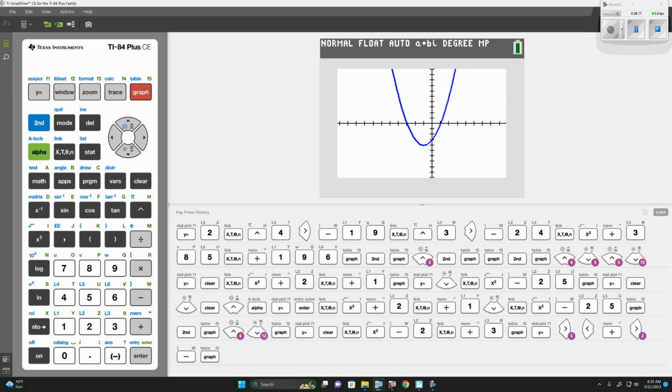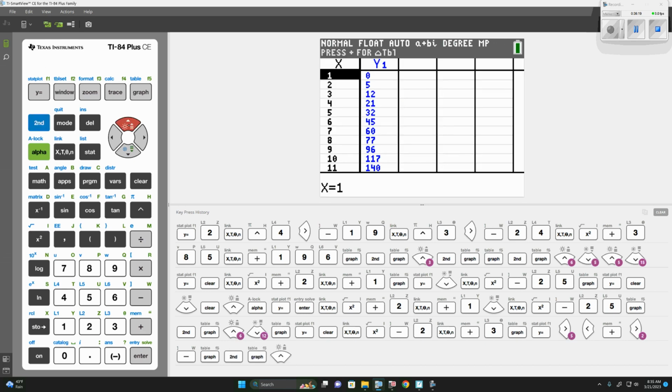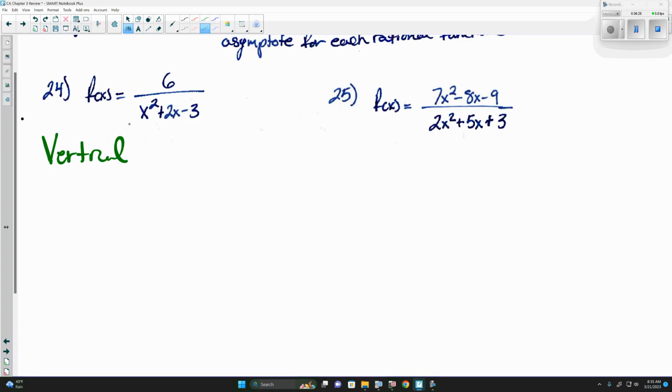And those spots are at 1 and negative 3. So our vertical asymptotes are x is equal to 1 and x is equal to negative 3. Because vertical asymptotes are going to be x equals. It's going to be the line straight up and down. Horizontal asymptotes. This is going to be, again, going back to our theorems.